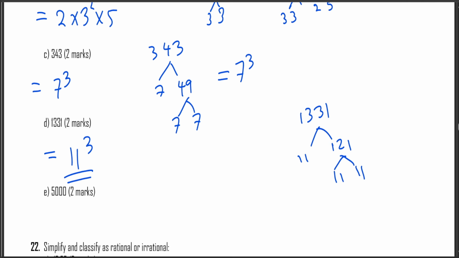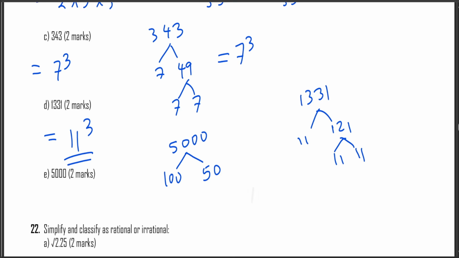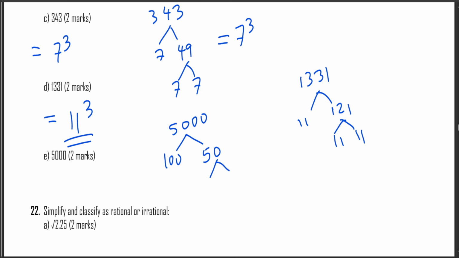5,000. Whoa, 5,000. For 5,000, let me use the simple way. Okay. Let's use this way. Let's say you can branch it into 50 and 100. The 50 you can also branch into 2 and 25, and the 25 you can do this way, 5 and 5. For the 100 you can branch it into 10 and 2, and the 10 you can branch into 5 and 2. So you just pick up the prime numbers only. Okay, that's the simplest way.